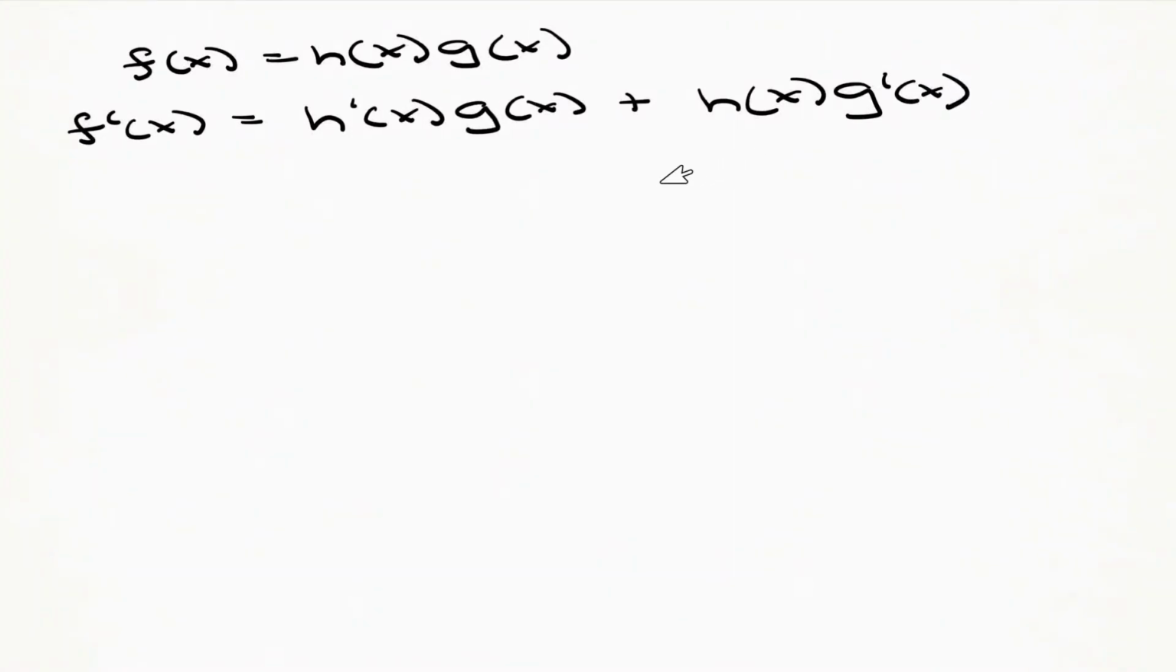This is actually one of the more simpler rules to understand compared to the chain and the quotient rule. So let's have a look at a few examples.